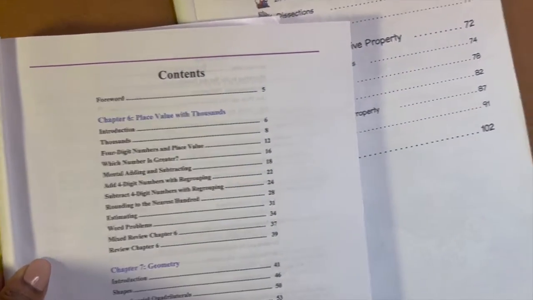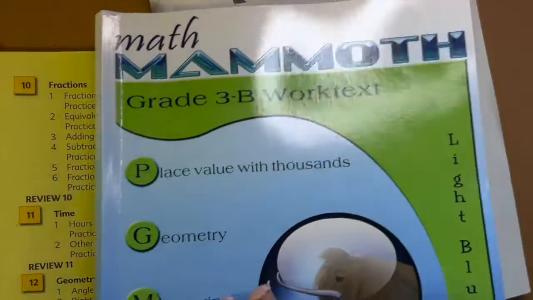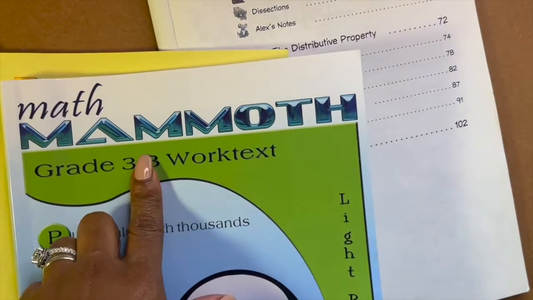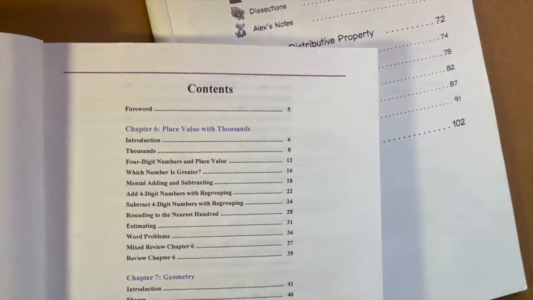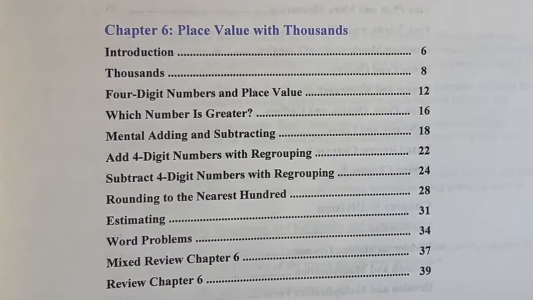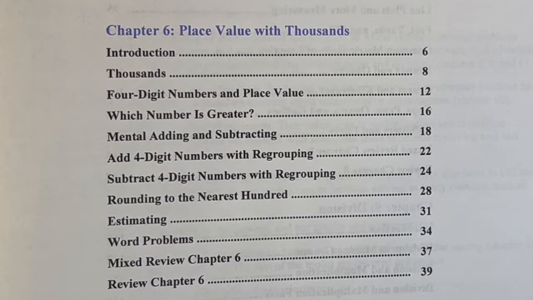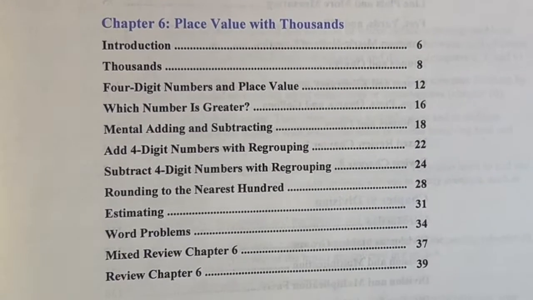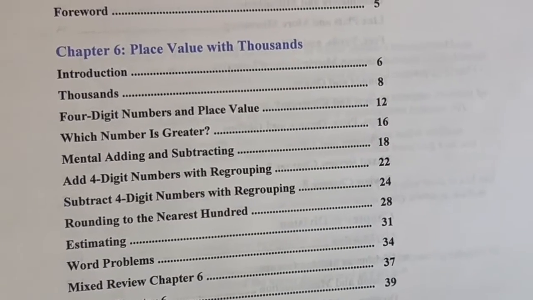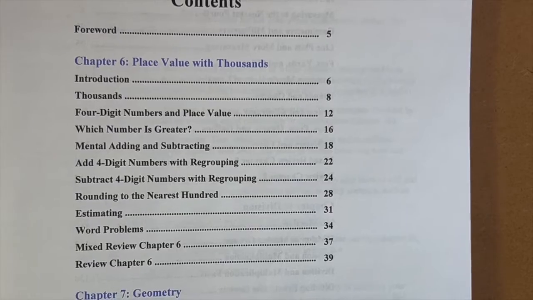And just moving to the side, we got Math Mammoth. Let me remind you, by the way, we moved on to workbook 3B. Okay, so that's chapter 6. So got our introduction. Place value, guys. So we got thousands, 4-digit numbers in place value. Which number is greater? Mental addition and subtracting. Okay, you guys can see all of this, rounding, estimating, word problems. That is chapter 6, place value with thousands.